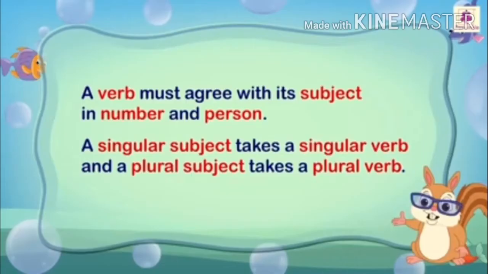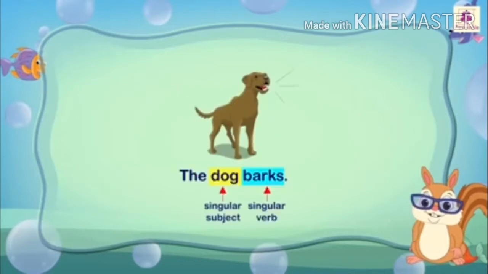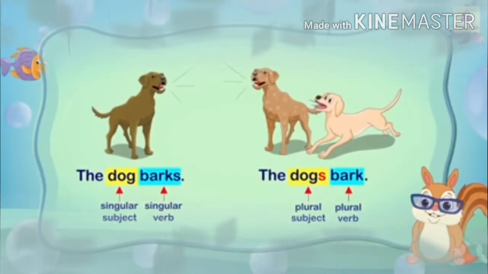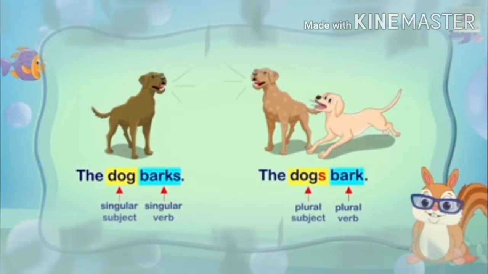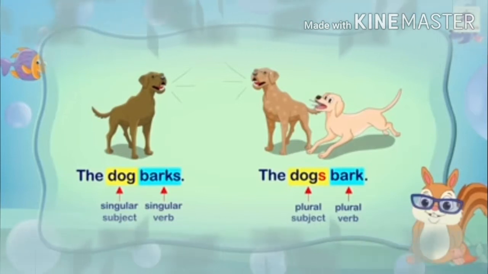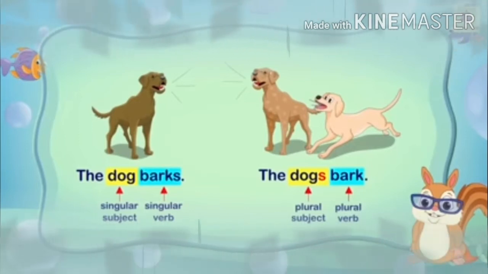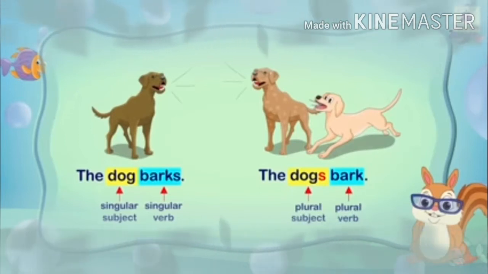So, the first point here is a singular subject takes a singular verb and a plural subject takes a plural verb. For example, the dog barks, the dogs bark. Here you can see that the singular subject, the dog, takes up a singular verb, barks, whereas the plural subject, the dogs, takes up a plural verb, bark. I hope that you have understood with the help of this example.